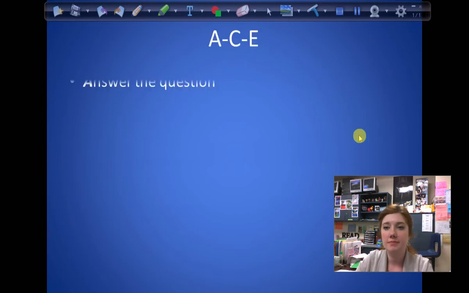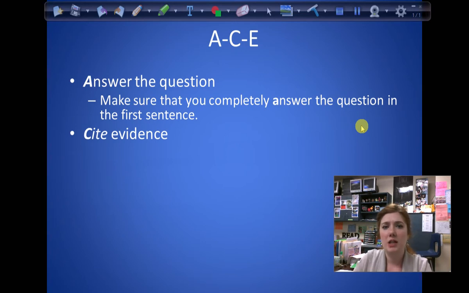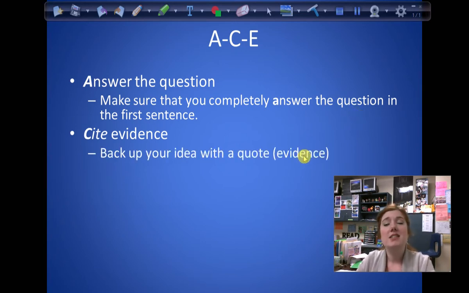All right, so SAR stands for short answer response. We have an acronym that is the preferred format to answer these, and it's called ACE. The first A stands for answering the question. You want to do that in the first sentence. Be very, very clear. Use very clear language. Don't leave your reader guessing as to what your meaning is, because that's a surefire way to get a low score. Next, C, cite evidence.